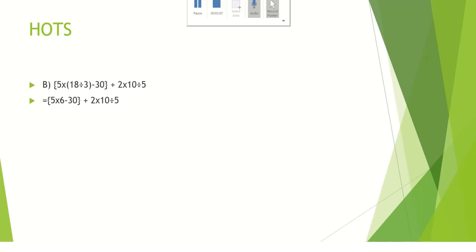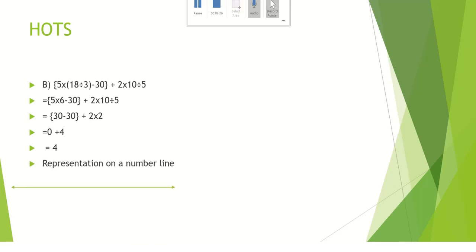The next one. If you solve this side, 2 into 10 divided by 5, starting with division, 10 divided by 5, so 2 is the answer. 2 twos are 4. So 0 plus 4 equals 4, which is the answer. You can solve like this. And the representation on the number line is the same here. You need to represent it on the number line, which is given in the uploaded study notes. Please go through it once.